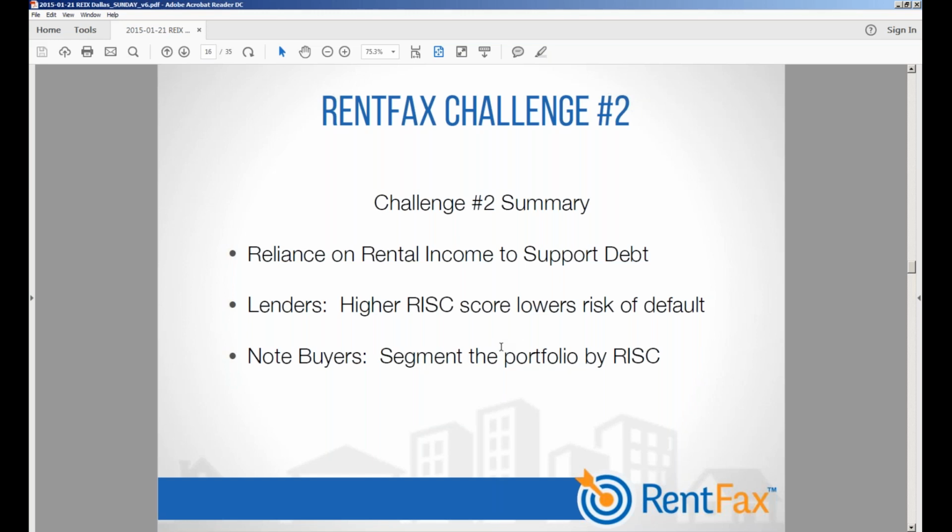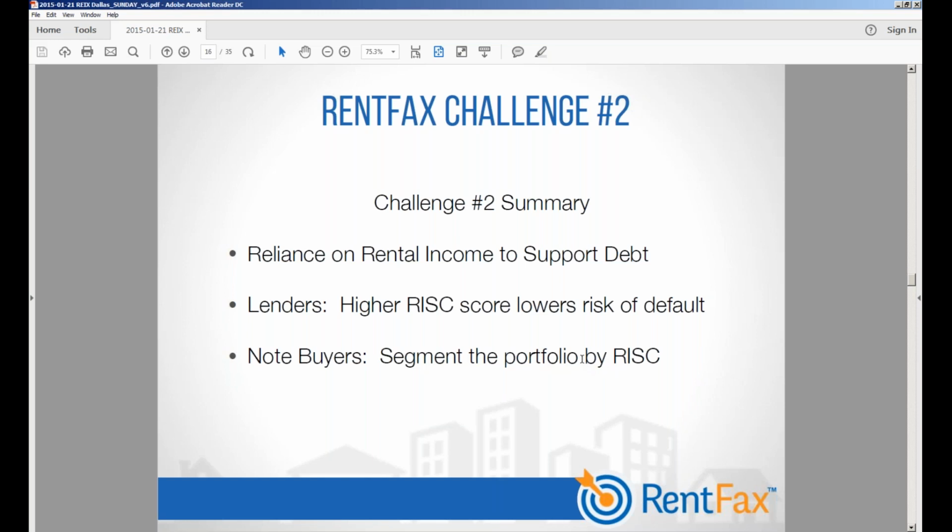So now we move into, well, this is kind of the summary of that: the higher the risk score, the lower the risk of default. And a note to anybody participating, note buyers or banks buying notes, if they can segment that portfolio by risk, they're going to get a much more accurate prediction of the performance and what can or can't happen.